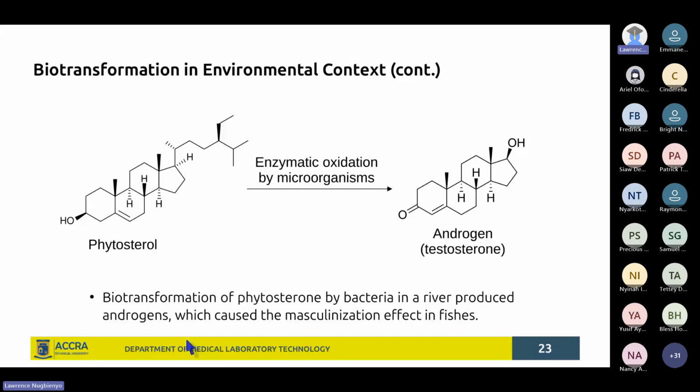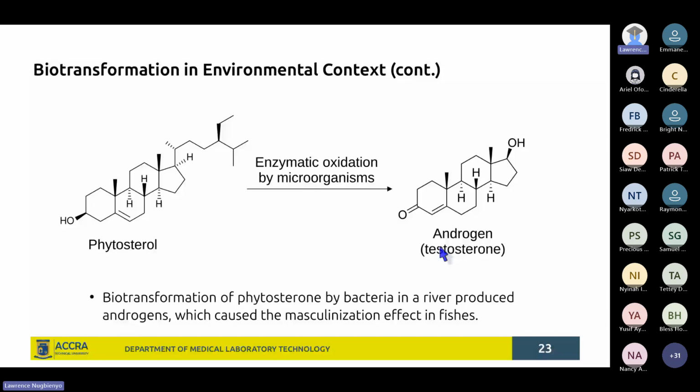And so when that effect was traced, it was traced to that particular factory that was producing these nuts. They were processing these nuts and releasing the waste into the water body. And whilst you have this waste being moved down the water body, you had phytosterol, which was in abundant amounts in these nuts, getting converted by some microorganisms in the water into androgens.